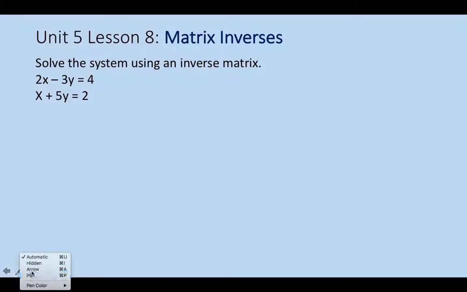All right, so now the question is, how can we solve a system using inverse matrices? Well, the whole thing is going to kind of stem from the fact that I can write this stuff as an augmented matrix. We'll call that matrix A. Okay, matrix A would be the 2, negative 3, 1, 5, the coefficients. We're going to call matrix X the X and the Y.